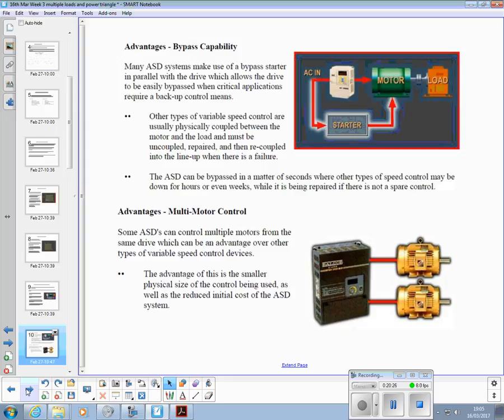Another advantage, multi-motor control, so you can buy versions that will control multiple motors from the same drive. So that could be an advantage where you want a one-point control for more than one motor in a system. I have to say, I didn't realise that you could get that kind of application, and I've never come across that.